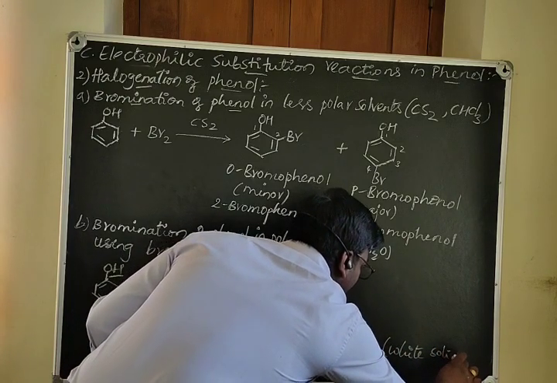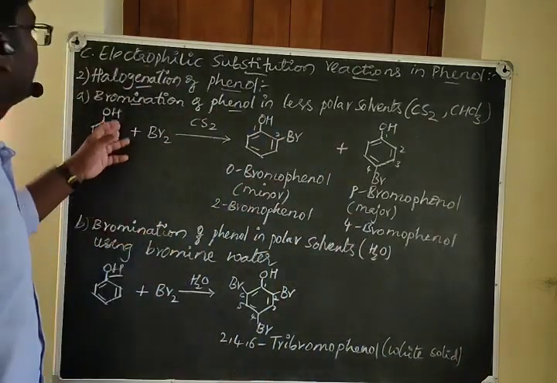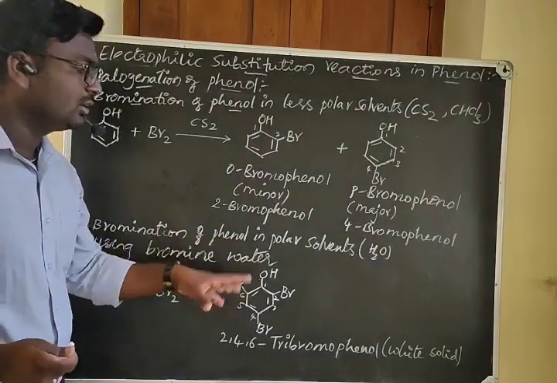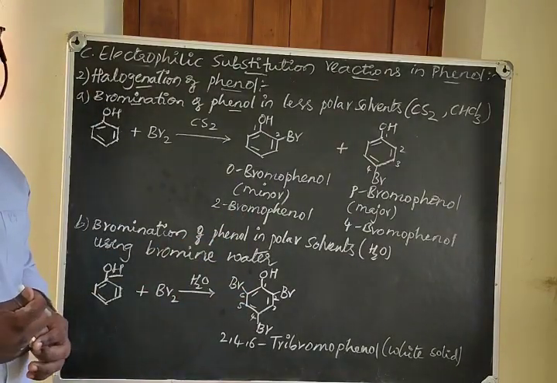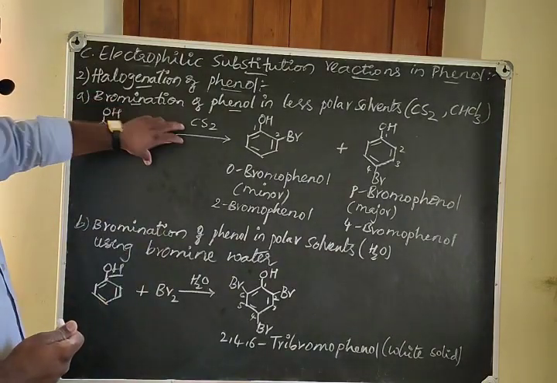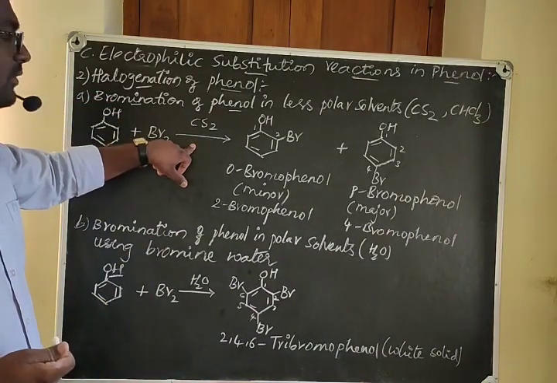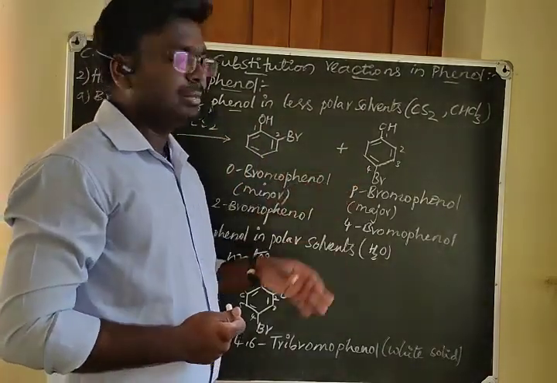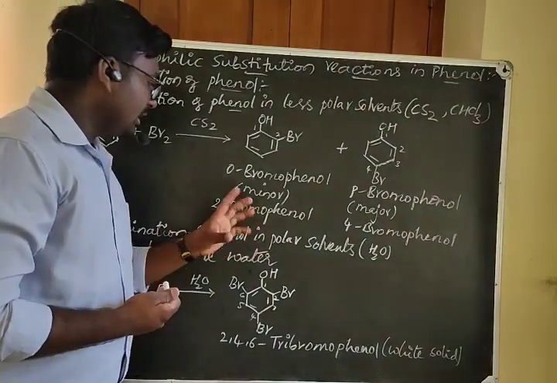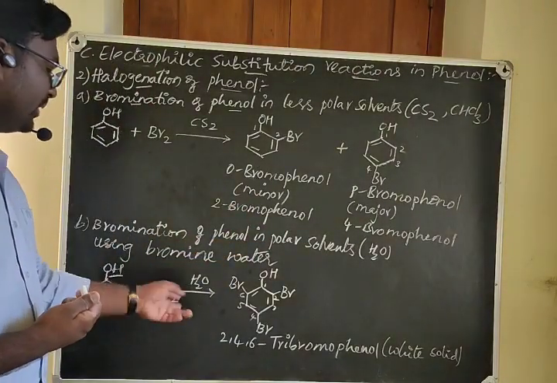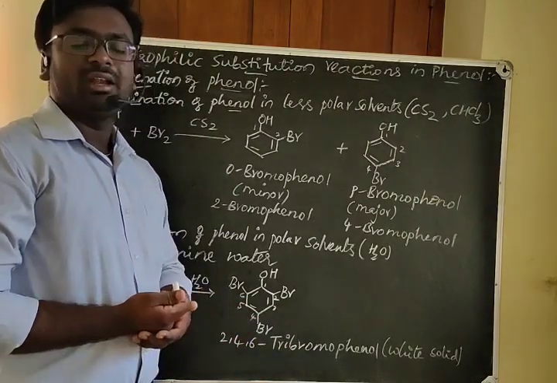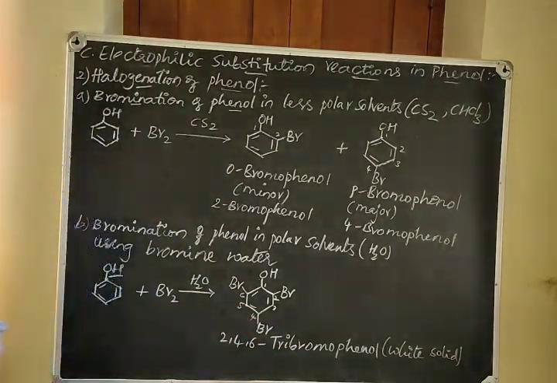This is all about the bromination of phenol in less polar solvents and in polar solvents like water. When you conduct the bromination of phenol in a less polar solvent like carbon disulfide, you will get ortho and para bromophenols. When you do the bromination in a highly polar solvent like bromine in water, you will get 2,4,6-tribromophenol, and it is white in color.